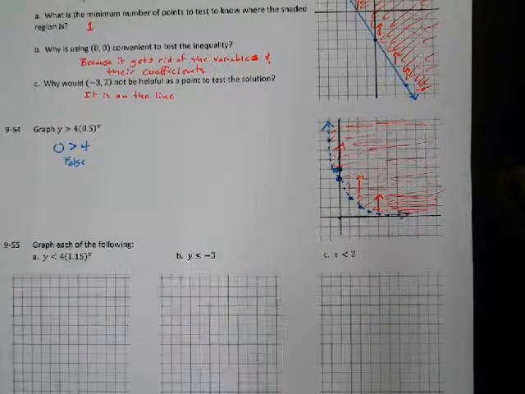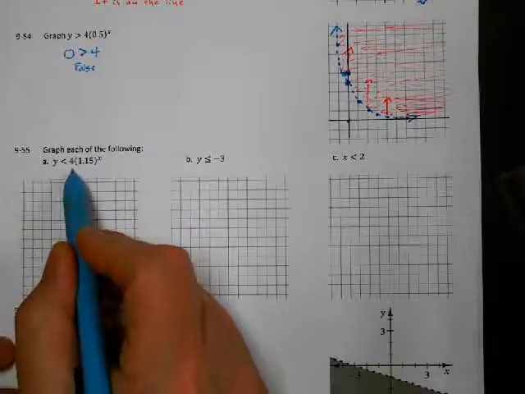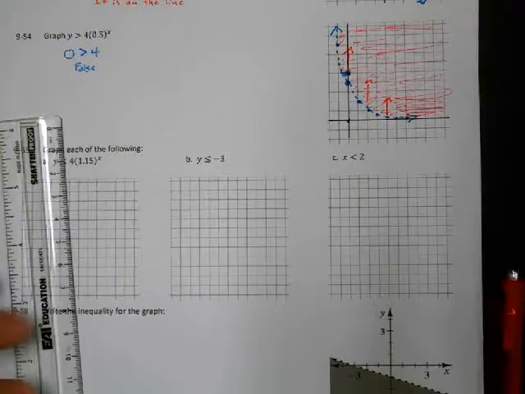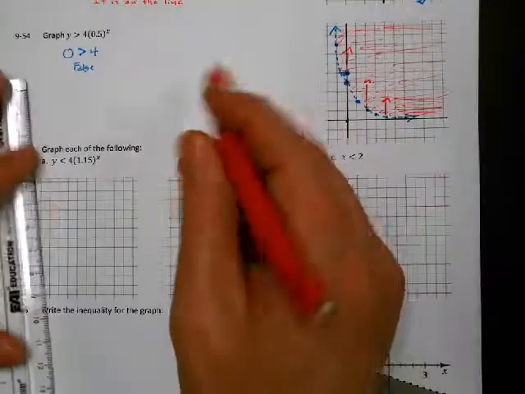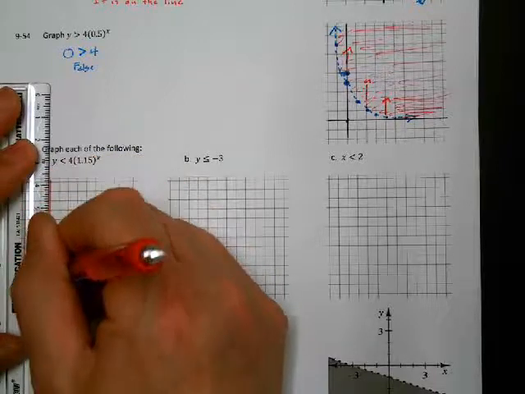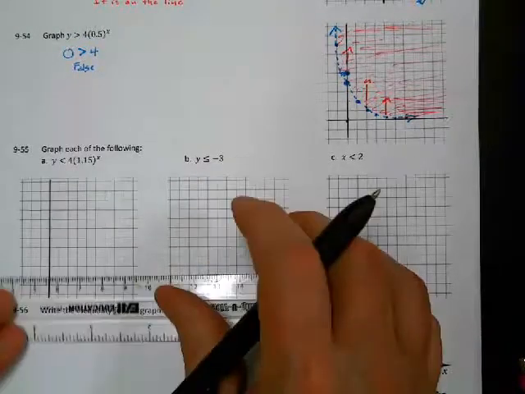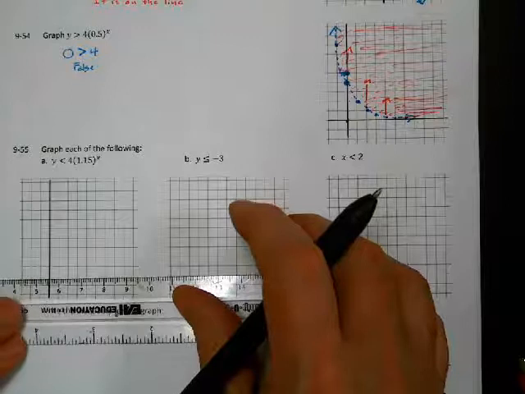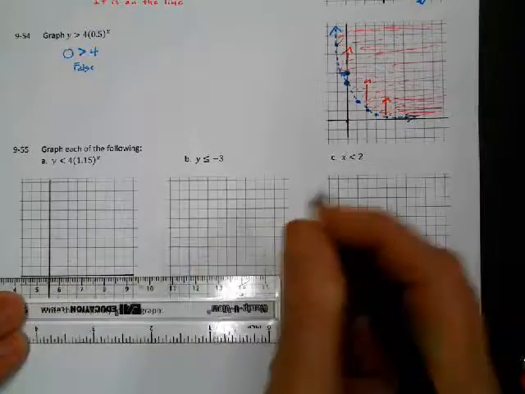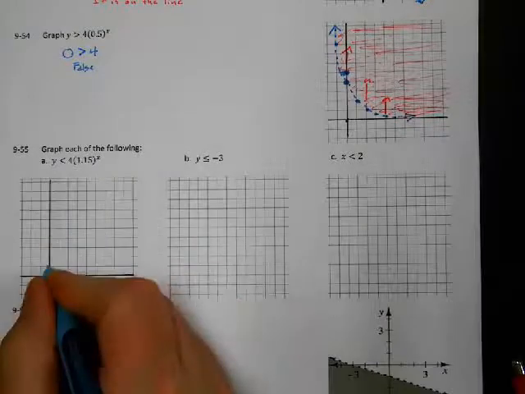All right, moving on. Graph each of the following. Y is less than 4 times 1.15 to the x power. Okay, it's not as nice of a number, but it doesn't mean it's not going to work. I usually do some black. Let's do black right here. All right. That feels good to me right there. All right, so our b value is greater than 1, so this one should be an increasing function. So 1, 2, 3, 4.